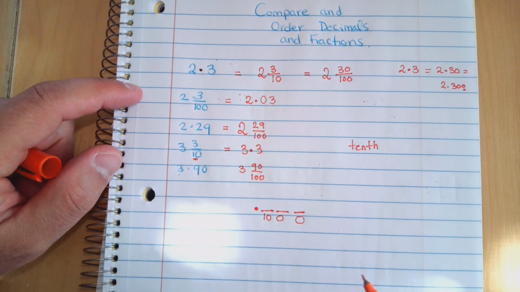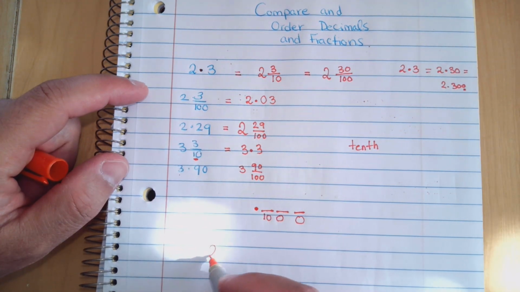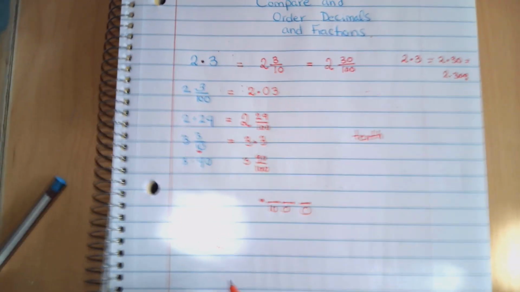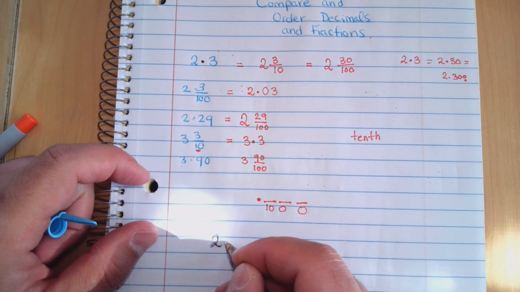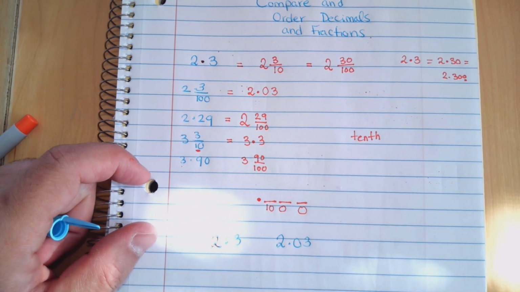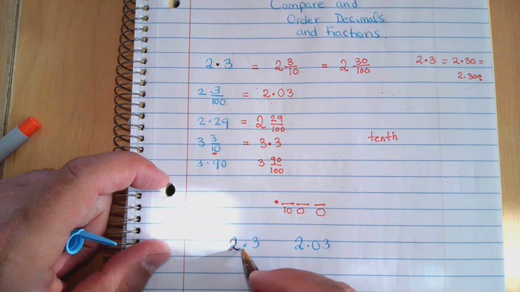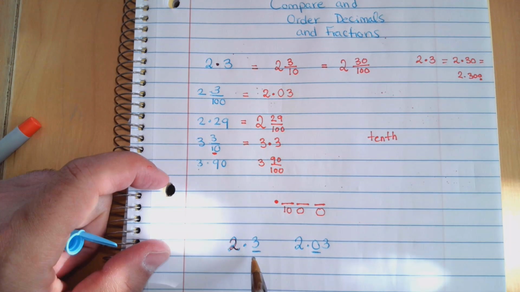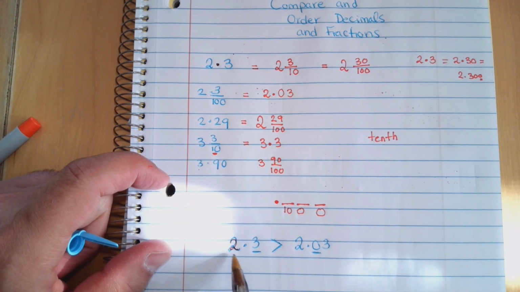If we're ordering, let me use a different color because it's not showing from the light. Let's say I have 2 wholes and 3 tenths versus 2 wholes and 300ths. Which one is bigger? You have to start with the tenth, right? After the decimal, you start with the tenth. This one has 3 tenths and this one has 0 tenths. So 2 and 3 tenths is bigger than 2 and 300ths.